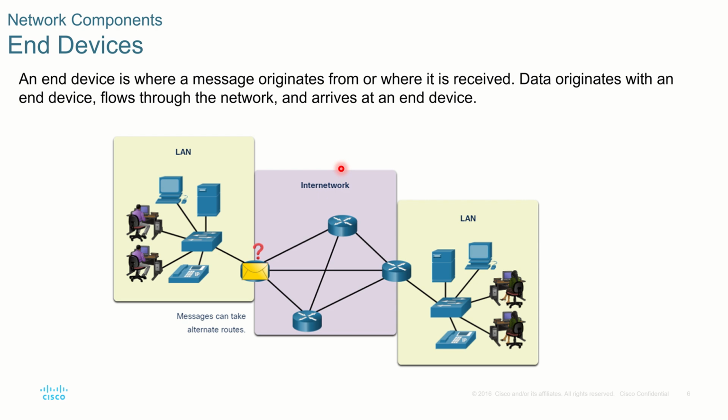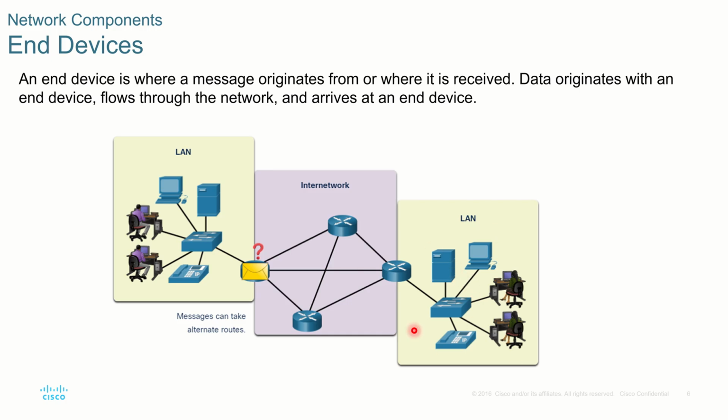Now I want to introduce you to the term end device. Previously I said that a host is also an end device. An end device is where a message originates from or where it is received. Data originates with an end device, flows through the network and arrives at an end device. The diagram here shows communication between end devices.